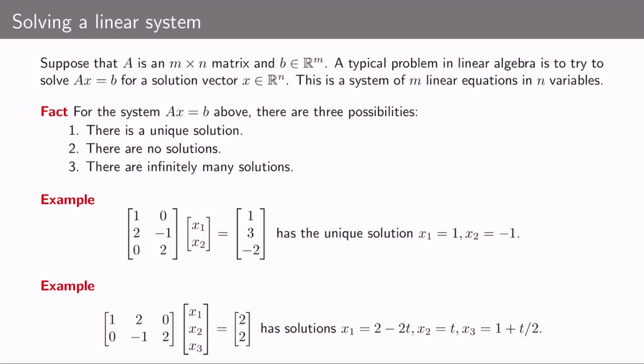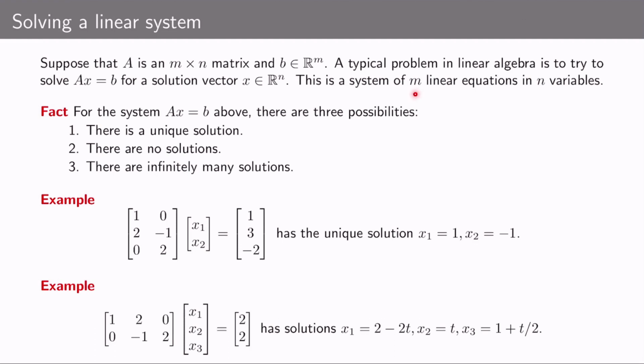Let's move on to our final review topic, and that is solving linear systems. So let's suppose that A is an m by n matrix as usual, and now let's pick a vector b in the codomain Rm. A typical problem in linear algebra is to try to solve Ax equals b. What that means is we'd like to find a vector in the domain, x in Rn, that maps to b in Rm when I apply the matrix A.